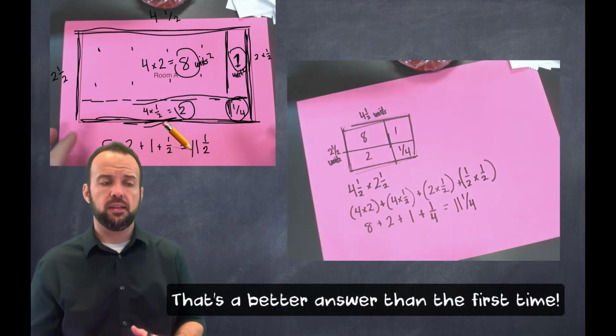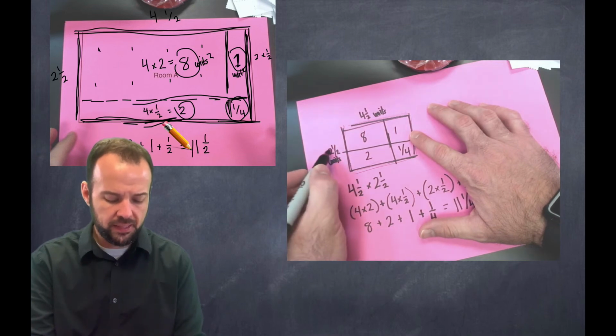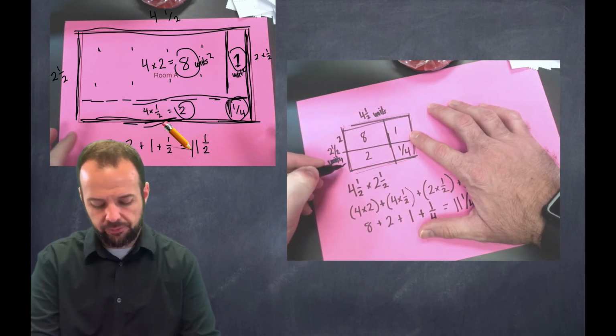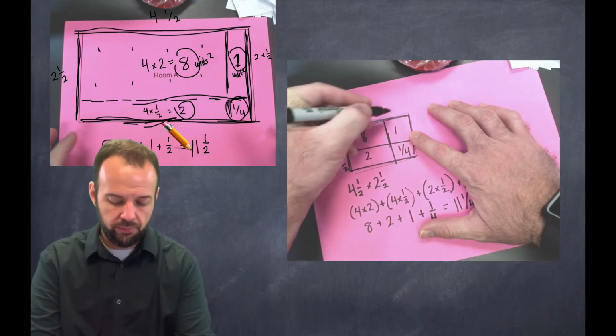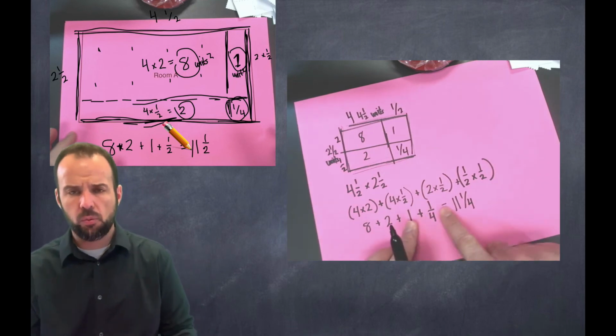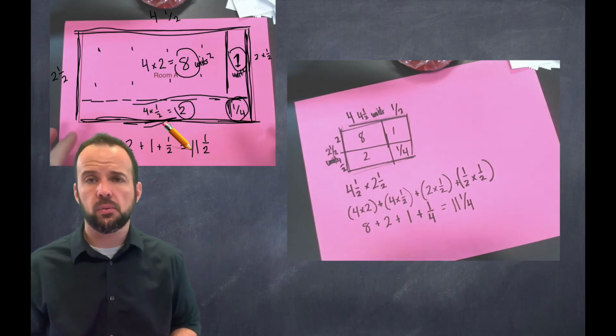Perfect. So same sort of thing, same sort of idea. Whether you're comfortable doing it this way, finding your partial products, basically breaking apart the 2 and the 1/2, the 4 and the 1/2, and then working it through that way, or whether you want to write it out here as an expression, either way is totally valid and is going to help you get to the right answer.